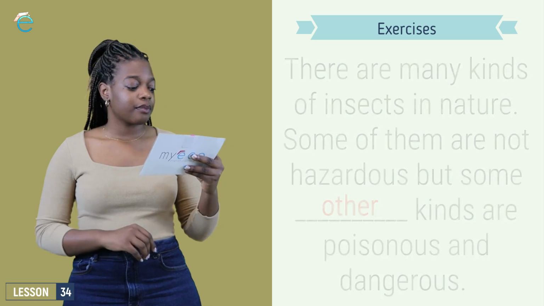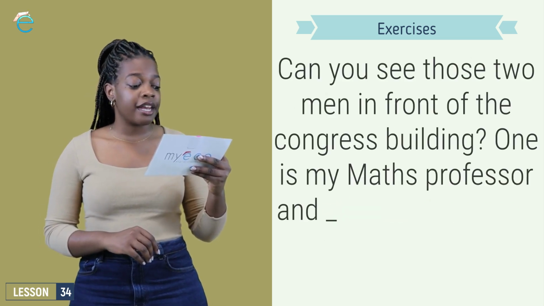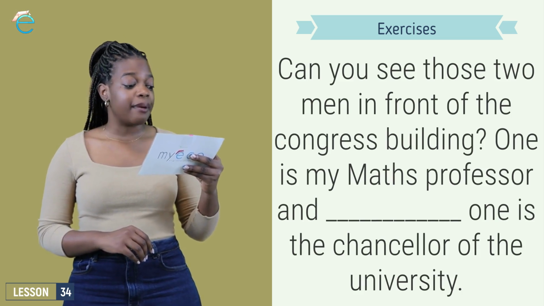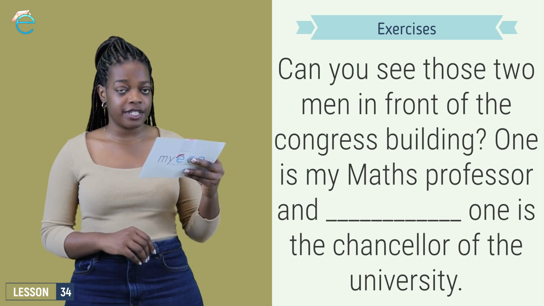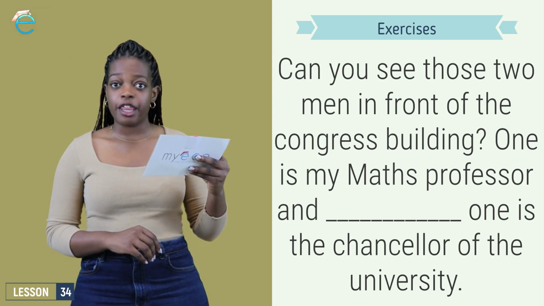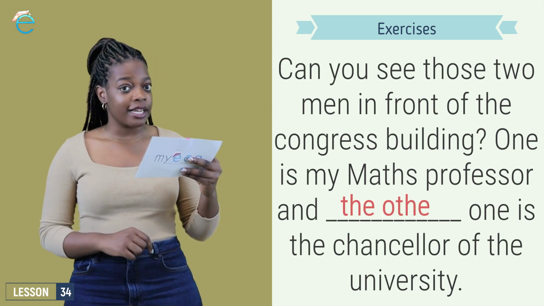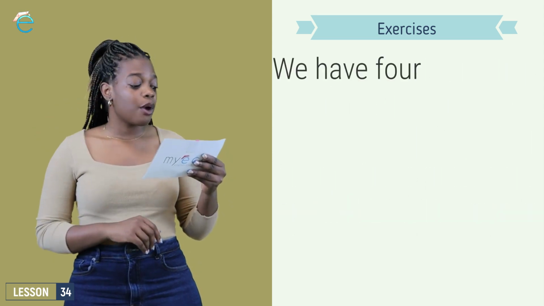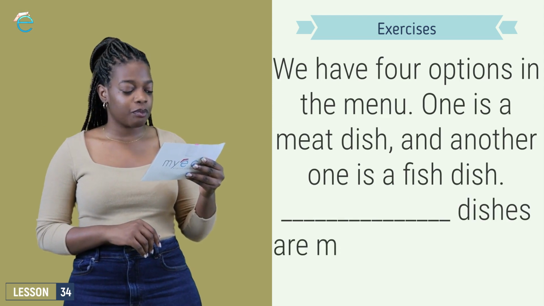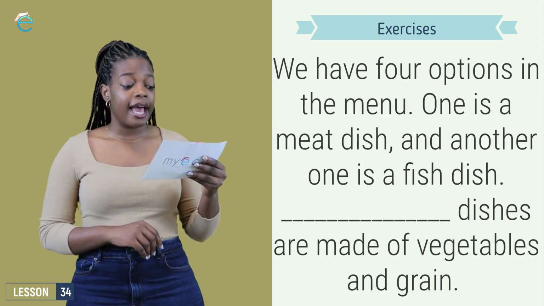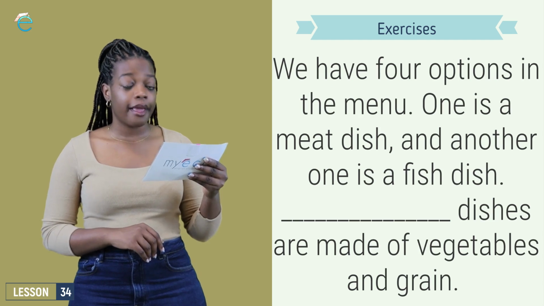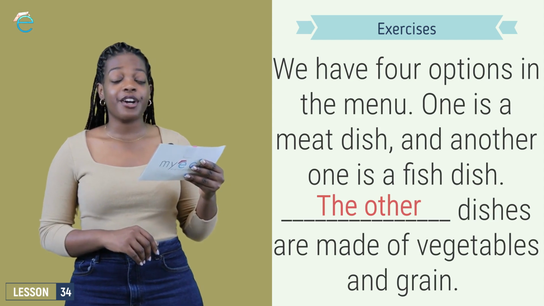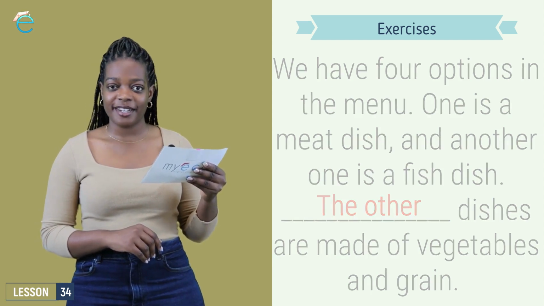Number 4, can you see those 2 men in front of the Congress building? One is my math professor and blank one is the chancellor of the university. One is my math professor and the other one is the chancellor of the university. Number 5, we have 4 options on the menu. One is a meat dish and another one is a fish dish. Blank dishes are vegetables and grain. The other dishes are vegetables and grain.